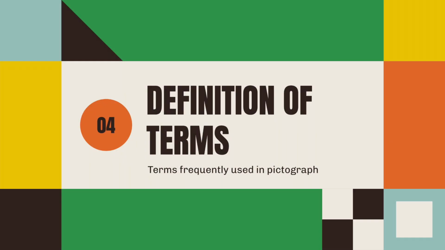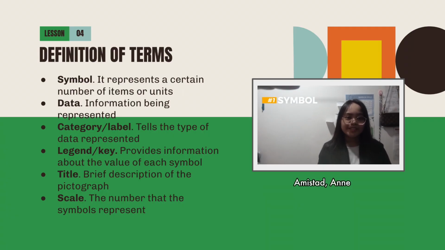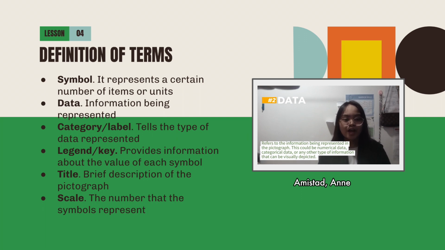Good day everyone, I am Anne-Marie Diamistad and I will now discuss the definitions of the terms used. The first one is the symbol. It represents a certain number of items or units. We also have the data. It refers to the information being represented in the pictograph. This could be numerical data, categorical data, or other types of information that can usually be depicted.